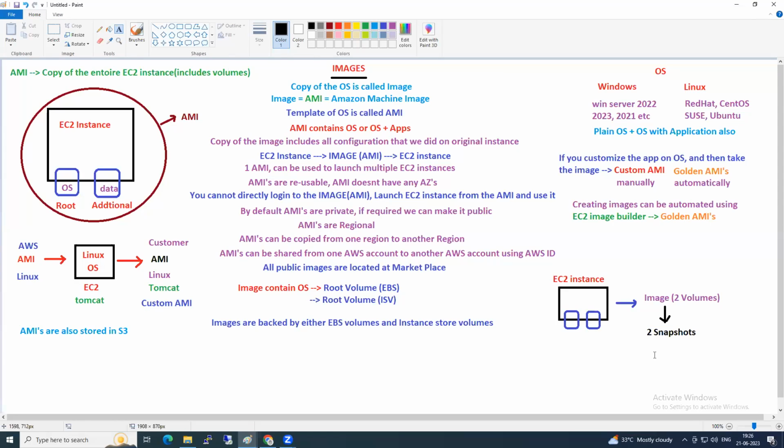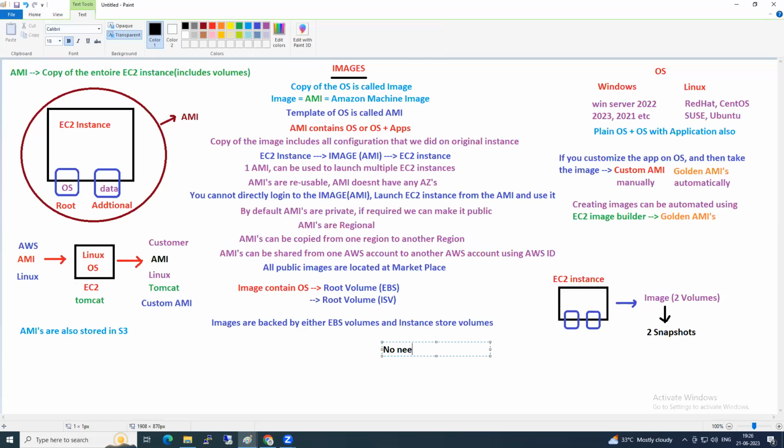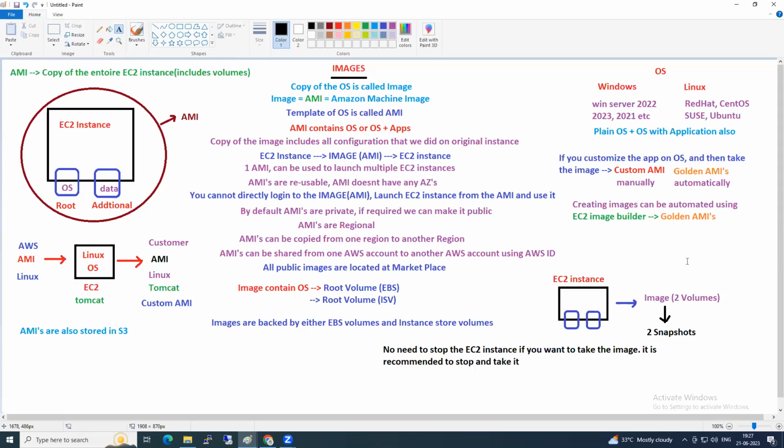Do you need to stop the EC2 instance if you want to take an image? No need. There is no need to stop the EC2 instance to take the image. But it's recommended, guys. What is the recommendation? It is recommended to stop it and then take the image. Because if someone is doing some writes inside your machine and you're taking the image in the backend, there will be a data integrity issue. For that, the recommendation is to stop it and take it. Is this clear till here, everyone, on the images?